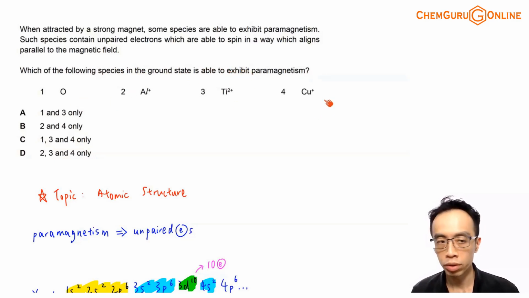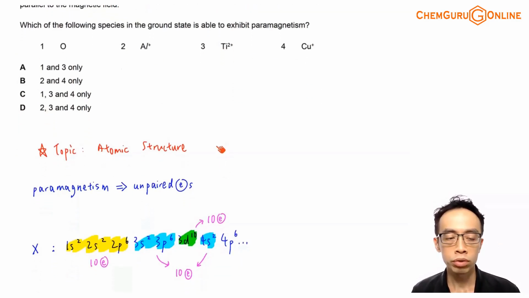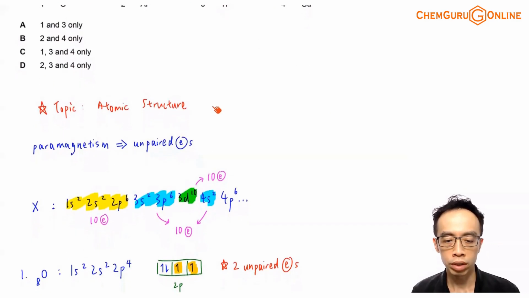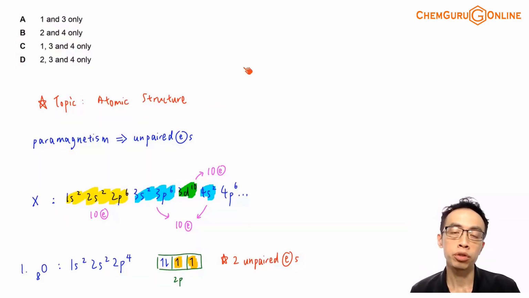We're given 4 species: O, Al+, Ti2+, Cu+. The concept tested in this question, of course, will be under atomic structure. Now, given in the question that species that can exhibit paramagnetism have unpaired electrons, for each of these species, I have to consider the electronic configuration and see how many of them have unpaired electrons. So it's actually a very simple question, just trying to write out the electronic configuration according to the quantum model.